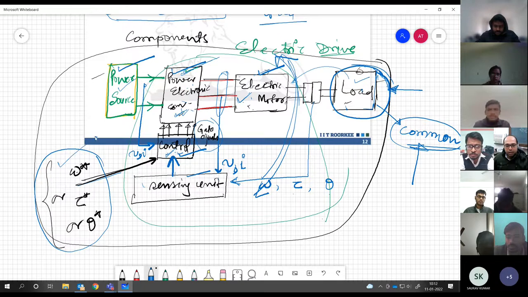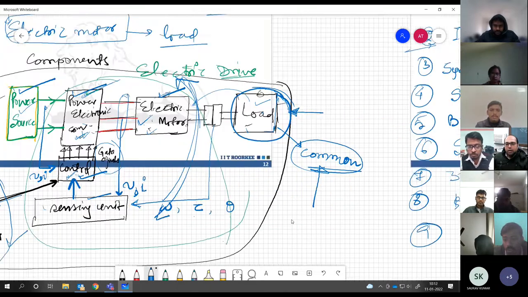So we may have a reference speed or reference torque or reference position. So it will act according to that, and it will try to have a suitable operation of this electric motor so that whatever your performance criteria is, that can be met. Am I clear up to this point? Yes, sir.